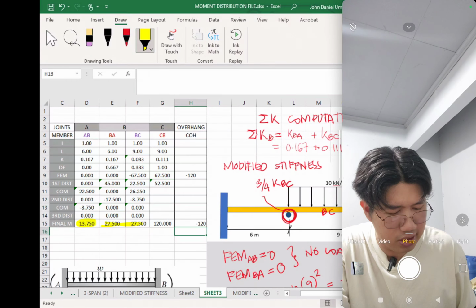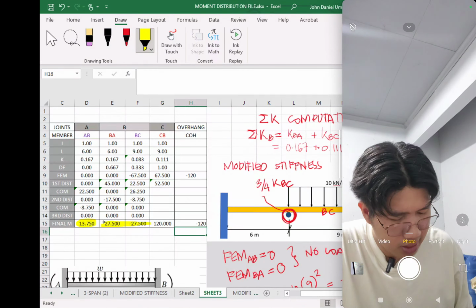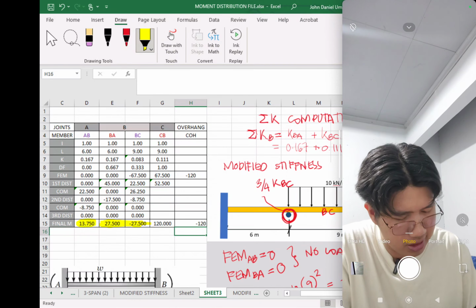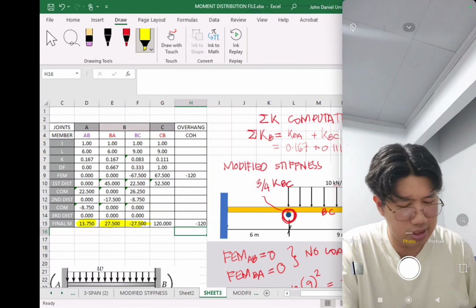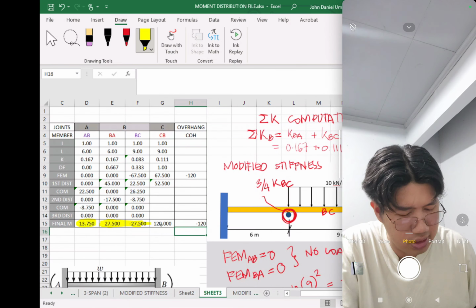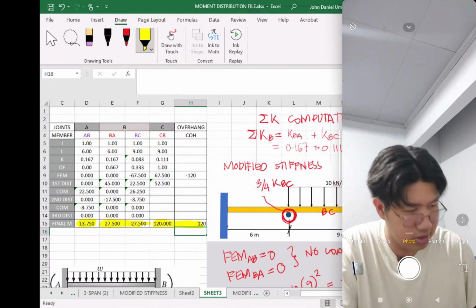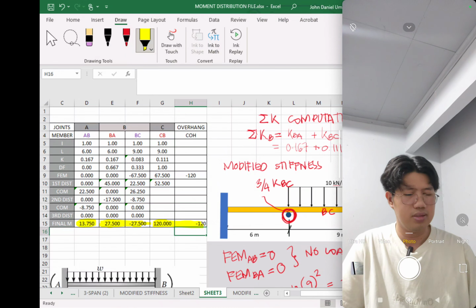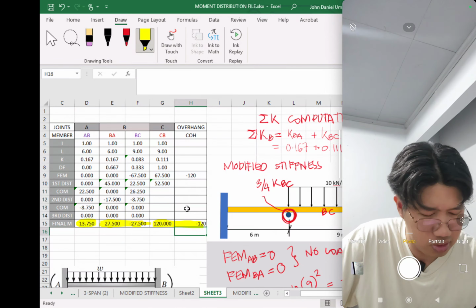Sa joint B, it is an interior joint. Dapat sa interior joint, pag pinag-add mo yung nakuha mong final moment from, for example, BA and BC, dapat mag-0. So 27.5 minus 27.5, that is 0. And then sa joint C, hindi lang naman siya natapos doon, meron siyang overhang. Kaya nga, nung in-add natin, 120 minus 120, 0 pa rin. Okay? So that is how the solution will work.